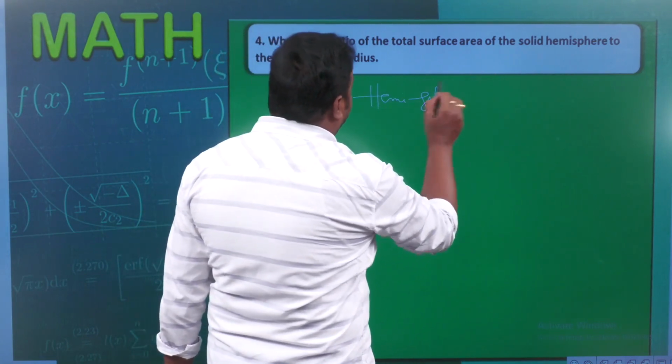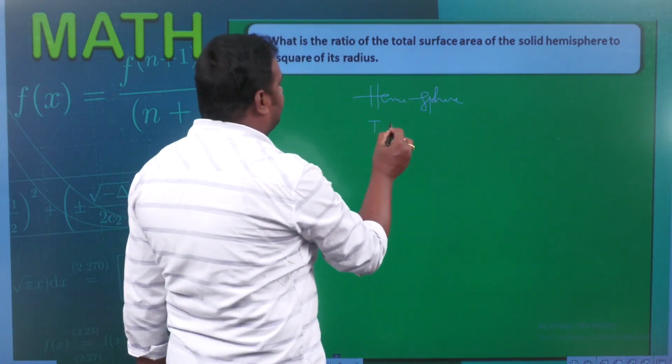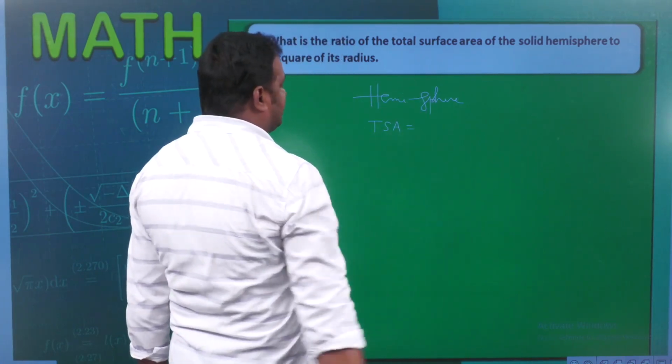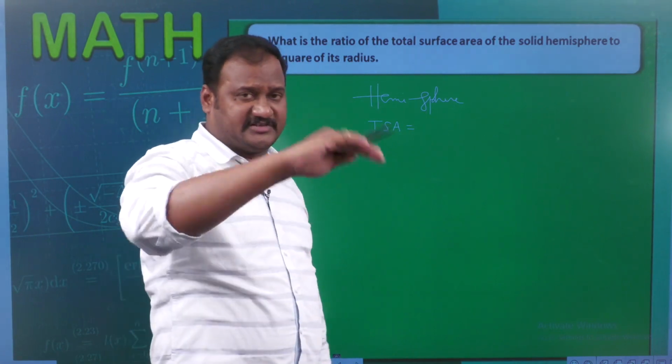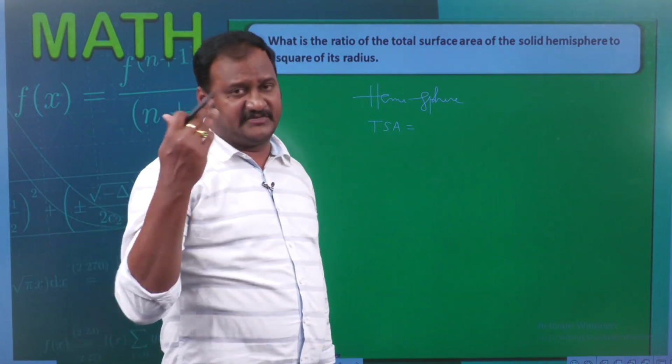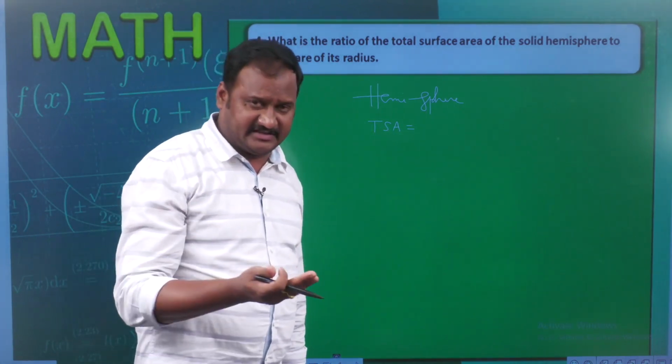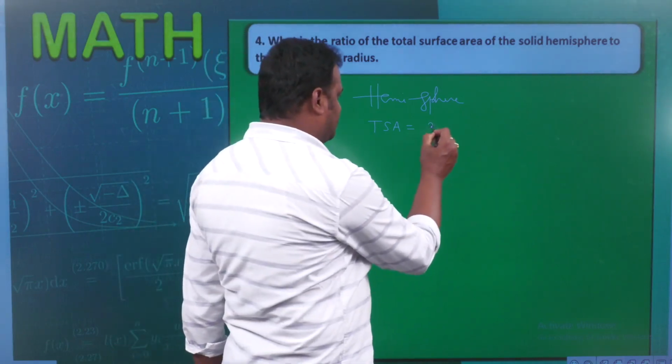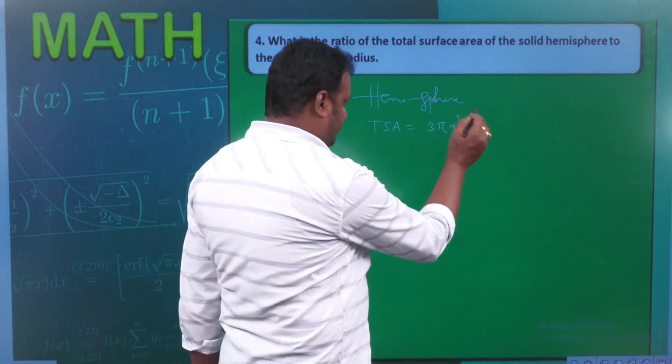So for this hemisphere, what is the total surface area? Total surface area of hemisphere is equal to curved surface area plus 1 base area. Curved surface area is 2 pi r square, 1 base area is equal to pi r square, so that it is going to be 3 pi r square.